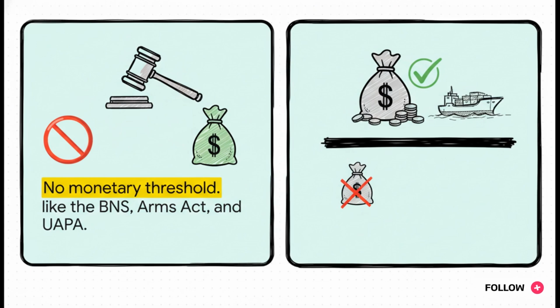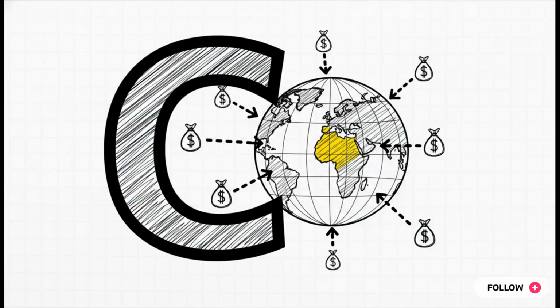So think about something like making a false declaration to customs. If the value is, say, 90 lakhs, it's a problem for the customs department. But the moment it hits that 1 crore mark, boom, it transforms into a scheduled offense, and suddenly the enforcement directorate can launch a full-blown PMLA case. It's a huge difference.